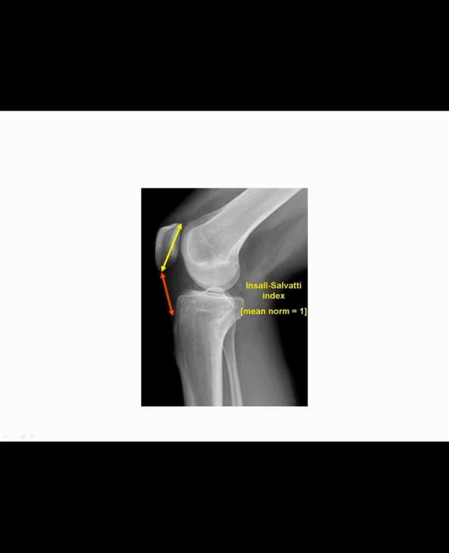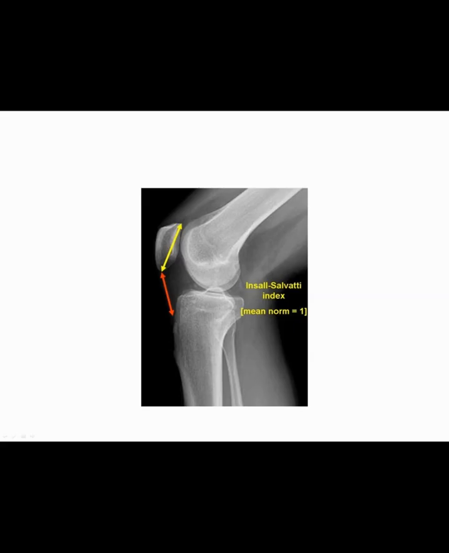Next, talking about the positioning of the patella. If you perform measurements in these places outlined in yellow and red, it can give you something called the Insall-Salvati index, and normal for that is between 0.8 and 1.2. If we have an Insall-Salvati ratio less than 0.8, that's indicative of patella baja, or a low-lying patella, and what that can be indicative of is a quadriceps tendon rupture.